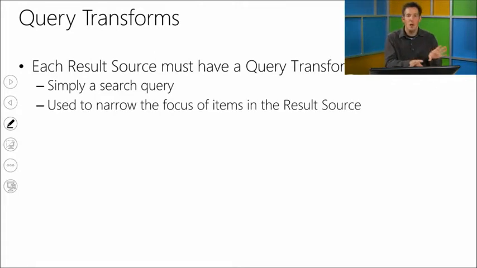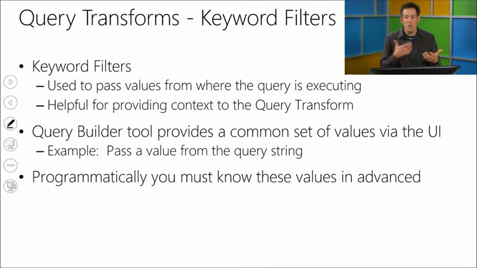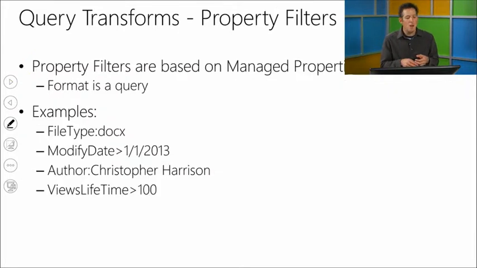So you'll notice that we can go in and transform how we want the query to be executed. And you'll notice that we can transform this query in a handful of different ways. We could just simply go in and add on our own individual keywords that we might want. You'll notice that we get a query builder for doing this. You could also do it programmatically as well. We could add on our own property filter. So for example, file type docx, particular author, the number of views that it's had.